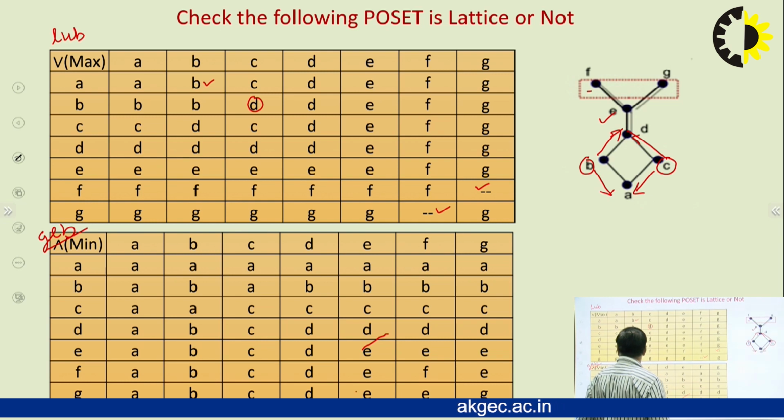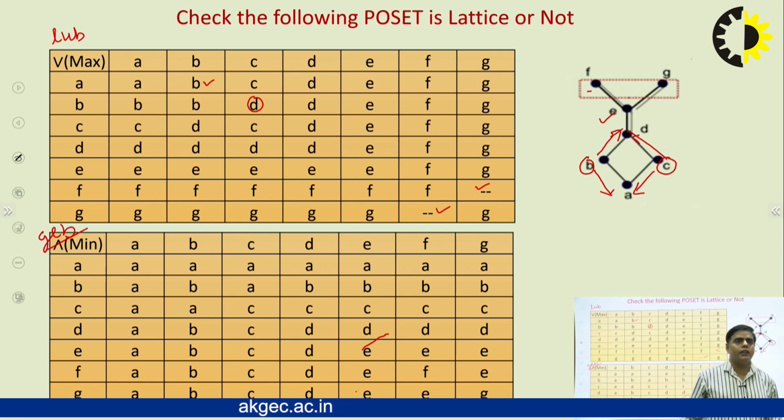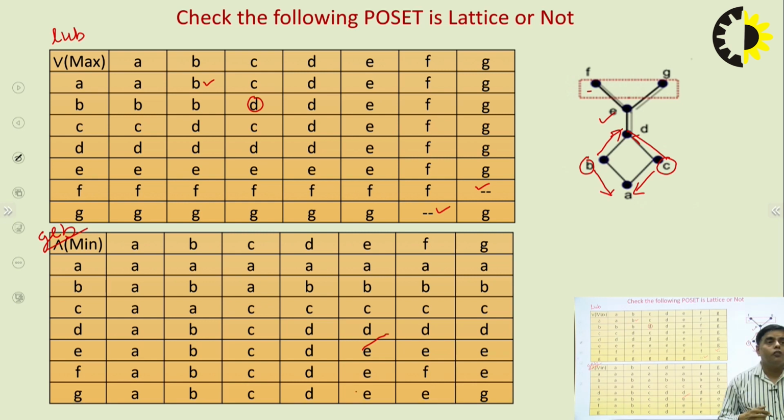Similarly, we can find the GLB for each and every pair. For all the elements there exists the GLB, and from the table it is very clear that only these two entries do not exist. My definition says that for each and every pair the LUB and GLB must exist. If for even a single pair the LUB or the GLB does not exist, then this structure will not be a lattice. There is no joining point or LUB for F and G. So this is a poset, but it is not a lattice.